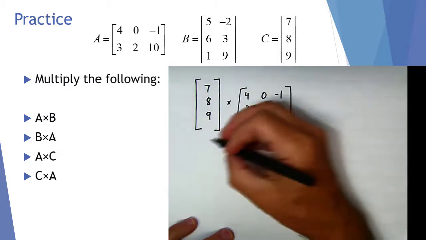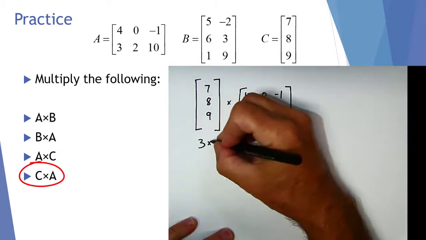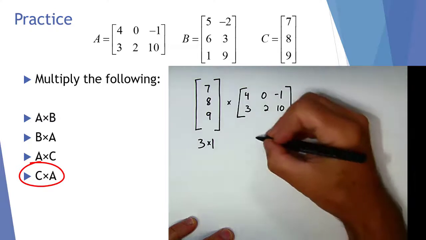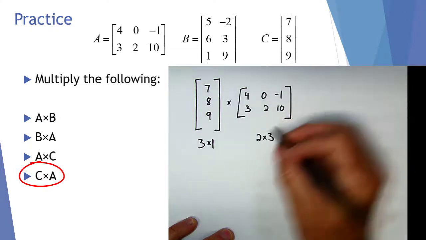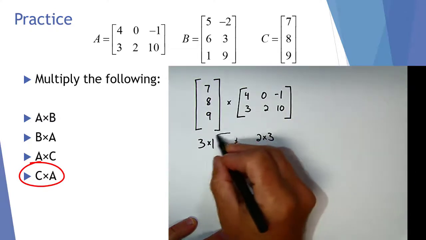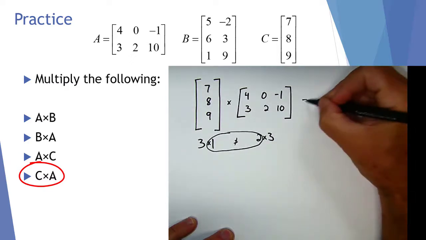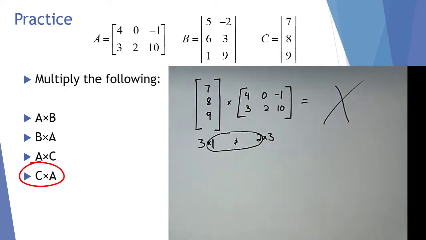And what about C by A? C is a 3 by 1 matrix, but A is a 2 by 3 matrix. These middle numbers do not match, and so we cannot perform this multiplication. It's impossible. There's no way to do that. And so C by A cannot be performed, and so we're done. Hopefully you got all of those results the same as mine. If not, rewatch that video and make sure to learn from any mistakes you may have made.